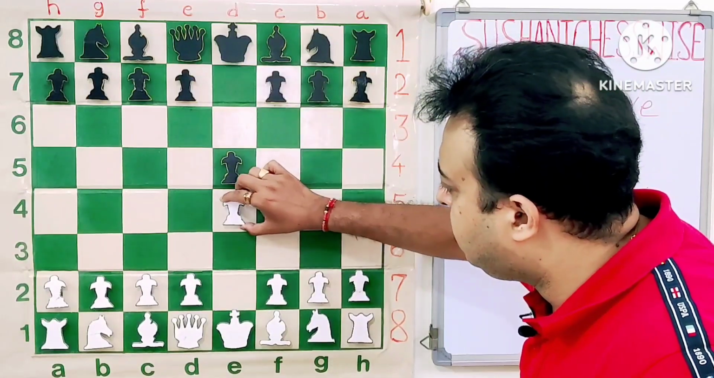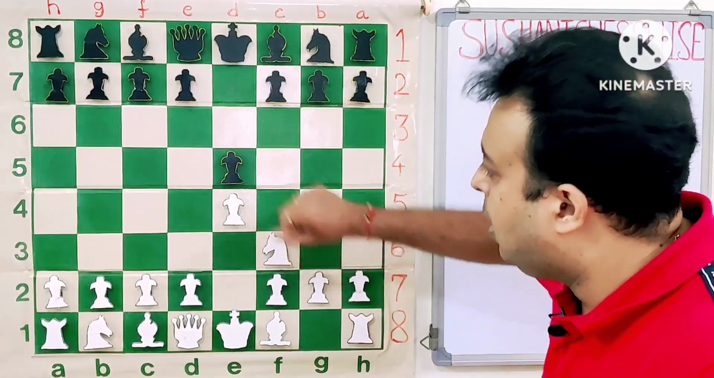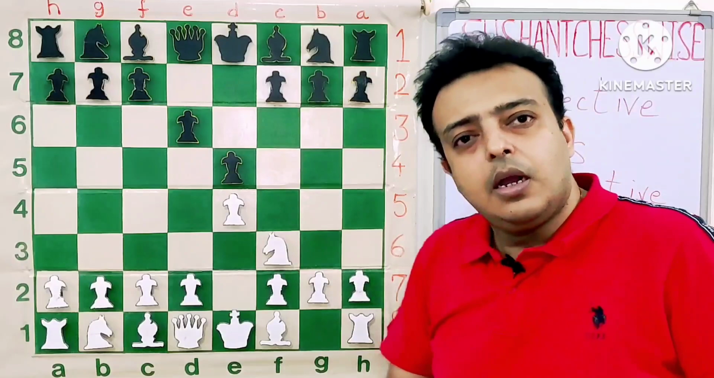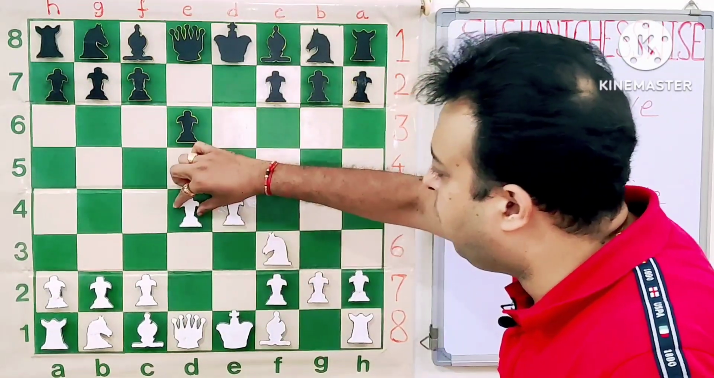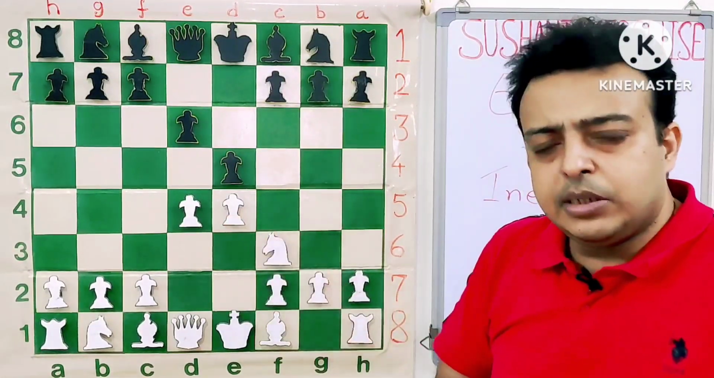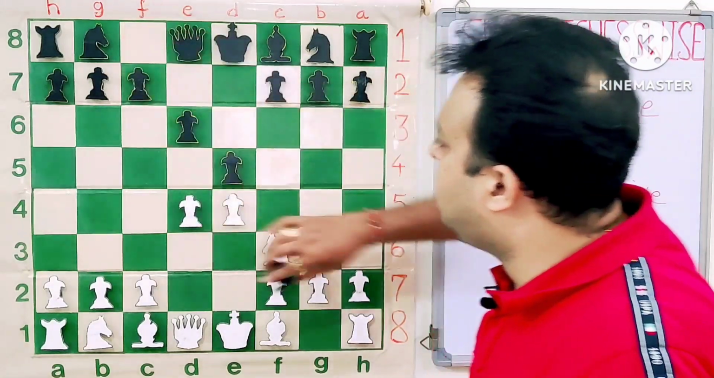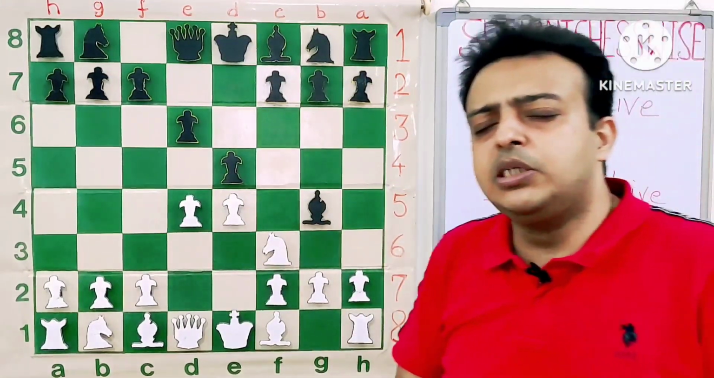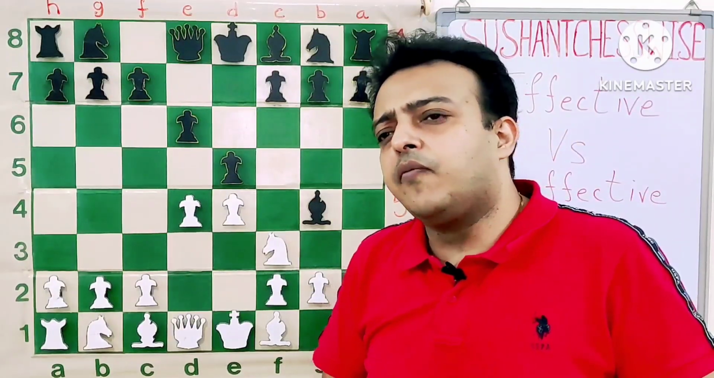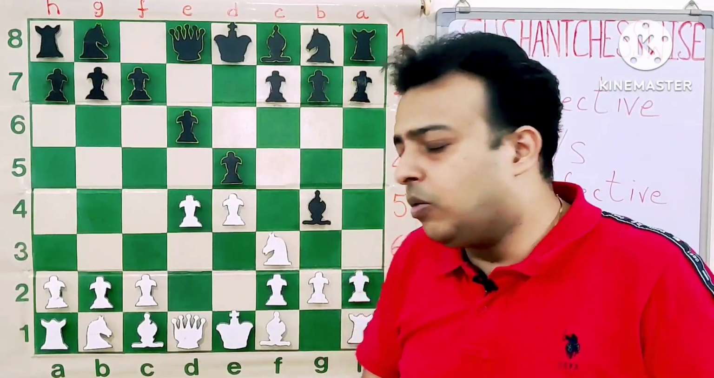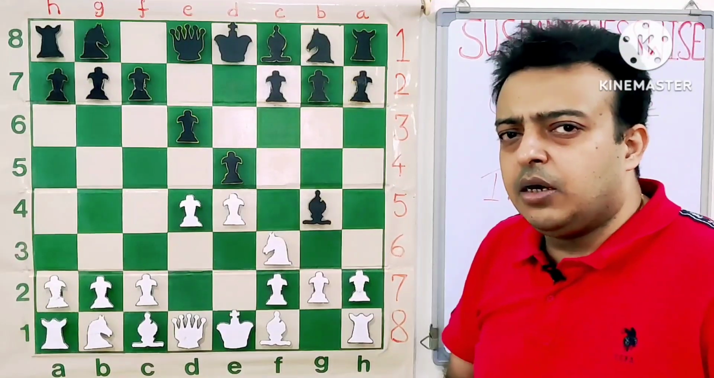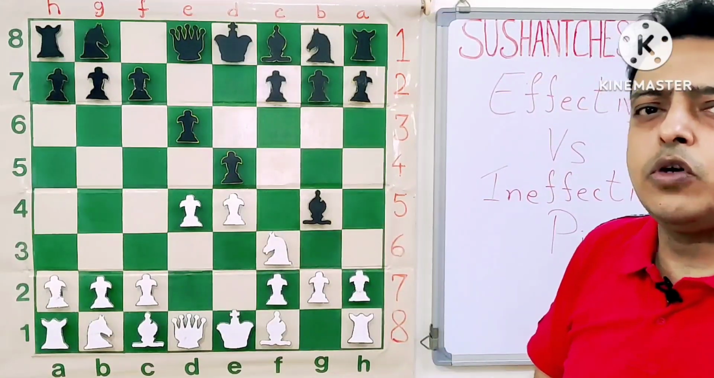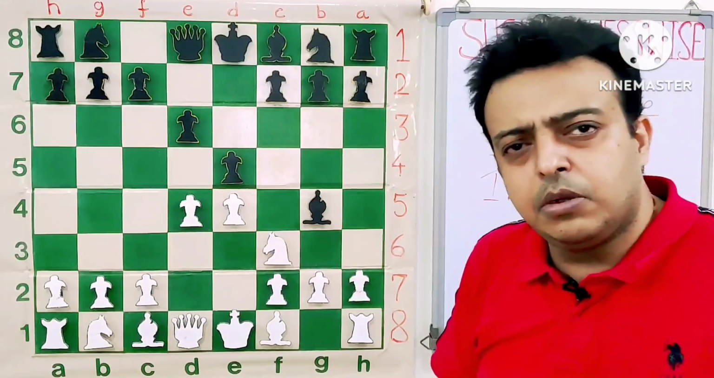E4, E5, Nf3, d6, and here white goes with the move d4. Standard move, best move in the position. Black played Bg4 here. So we are trying to understand whether the pin with the move Bg4 here is effective, ineffective, or it's just bad or good, what it is. It's too early to develop the bishop.